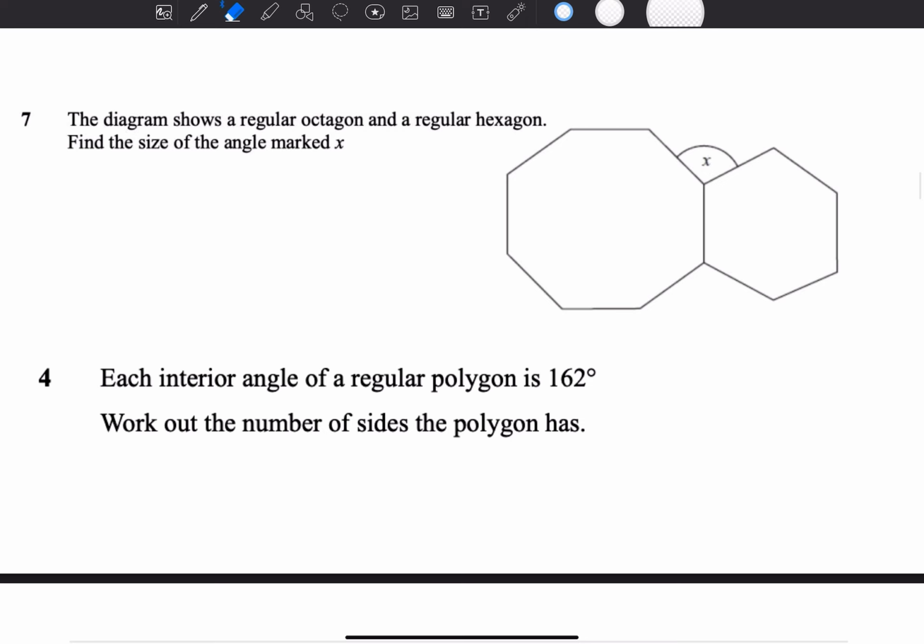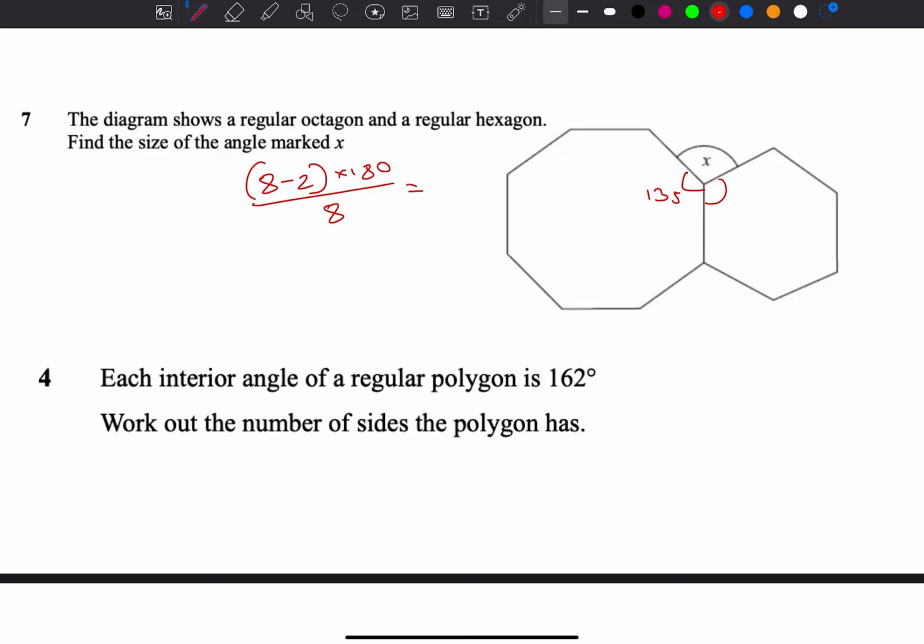Okay, angles in a regular polygon, very simple. This is an octagon, so 8 minus 2 times 180. The octagon is 8 sides anyway, divided by 8, which will give you 135. Yeah, so that angle is 135.